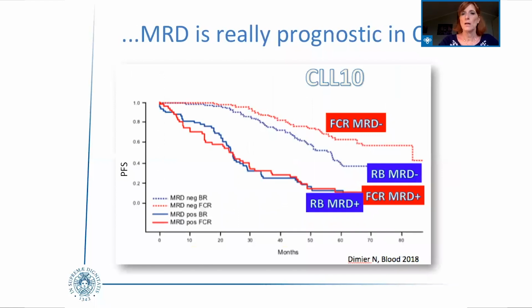The same is true for CLL. In 2018, the German group published an interesting meta-analysis where they demonstrated that MRD status is fundamental independently of the type of regimen used. Indeed, you can see here that MRD negative patients showed a significantly better progression-free survival in comparison with MRD positive patients, either in the FCR arm or in the rituximab bendamustine arm.